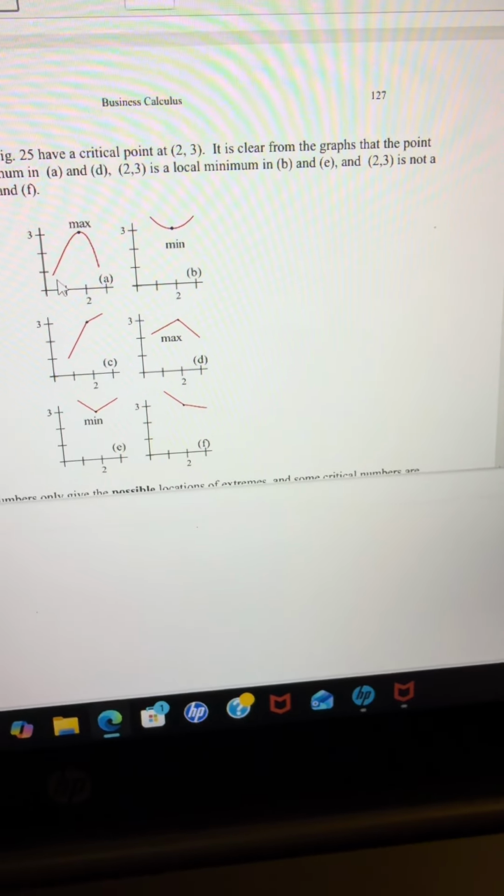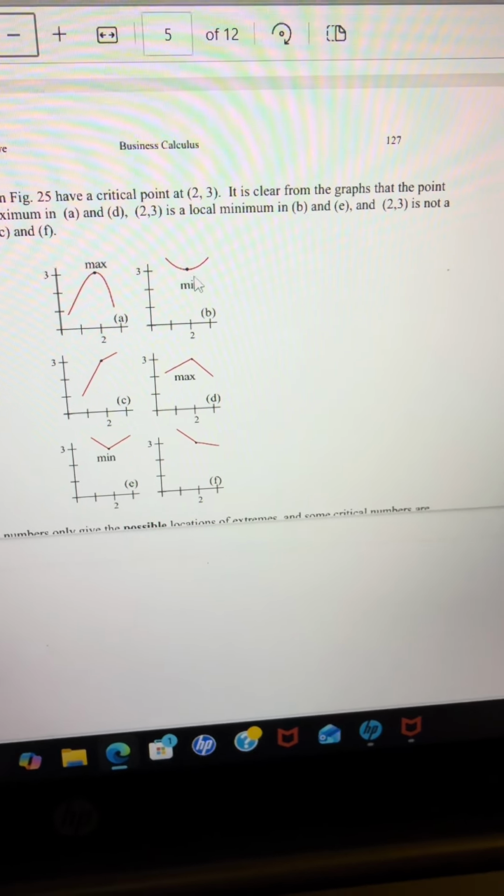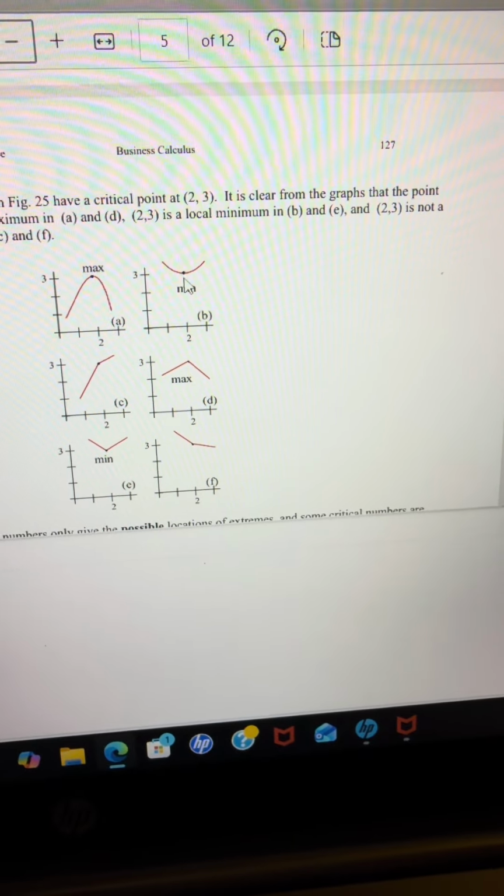So if we have a graph that looks like this, that would be a maximum. If we have a graph that has a U-like shape, this would be the minimum.